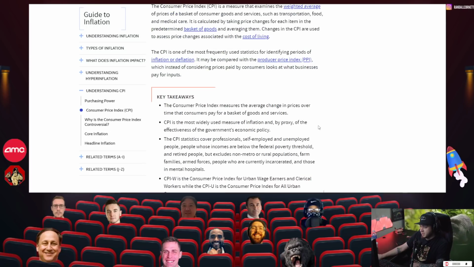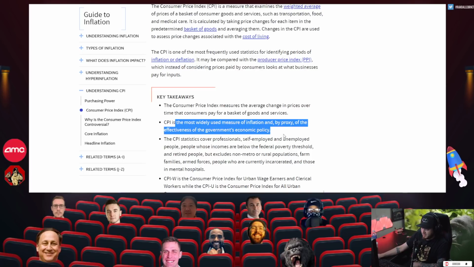The key takeaways, though, for the CPI: the Consumer Price Index measures the average change in prices over time that consumers pay for a basket of goods and services. CPI is the most widely used measure of inflation and, by proxy, of the effectiveness of the government's economic policy. So CPI is a proxy of how effective the government's economic policy is.